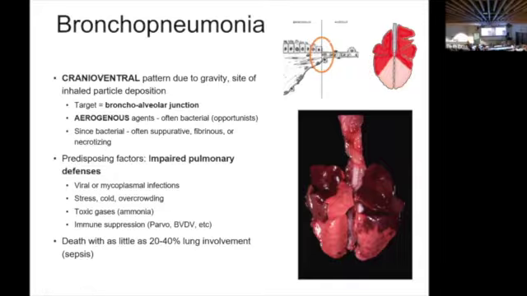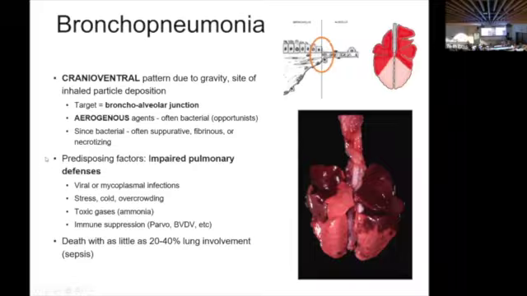We call it bronchopneumonia because it's aerogenous, it's coming in through the bronchi, and the target is the bronchoalveolar junction. So it's not necessarily targeting the interstitium, the exchange zone. It's more this terminal bronchial region.